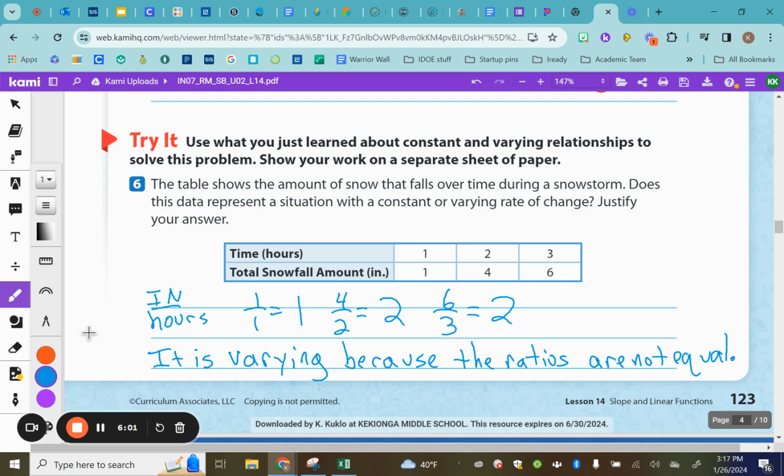So this is going to be part 1 of lesson 14. We will continue with pages 124 and 125 in the second video.